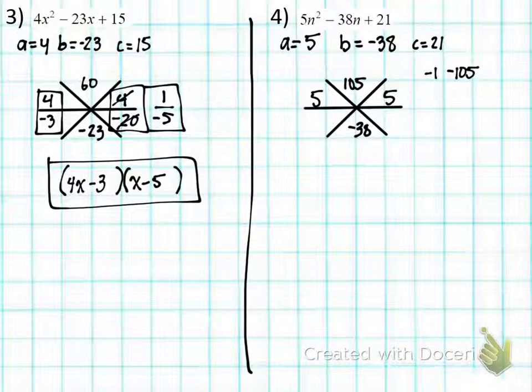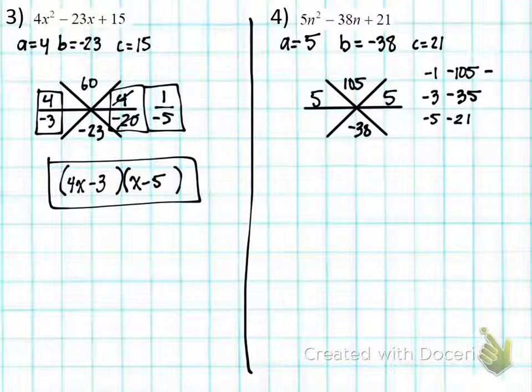Yep, 3 we could use. Negative 3 times negative 35. Negative 5 times negative 21. Okay? So far, have you noticed any answers? What's my combination?